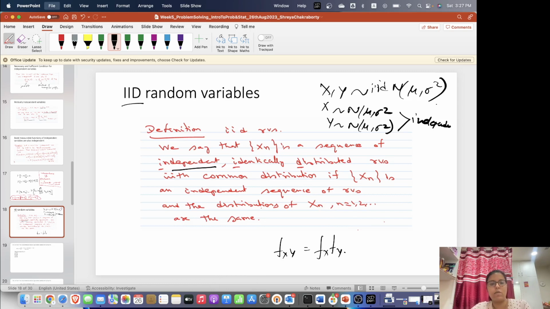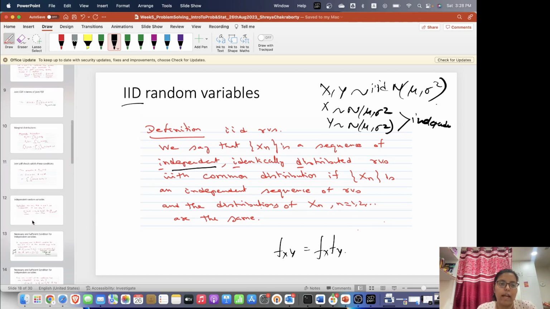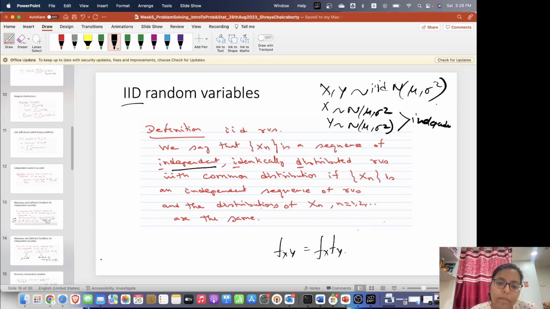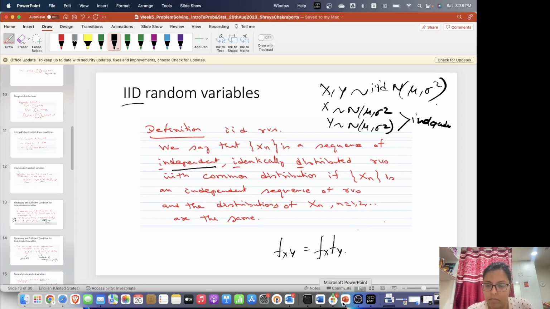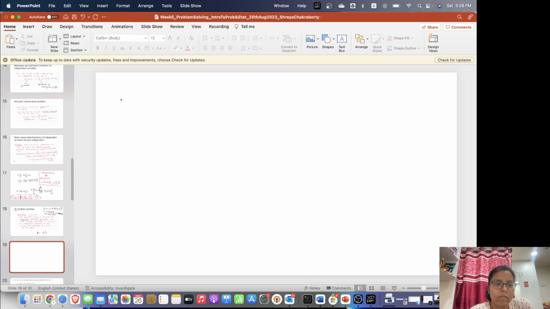Okay, so this is what we mean by an IID random variable. One more question: CDF, PMF and PDF. CDF is defined for both continuous and discrete random variables. PMF only for discrete random variables. And PDF only for continuous random variables.